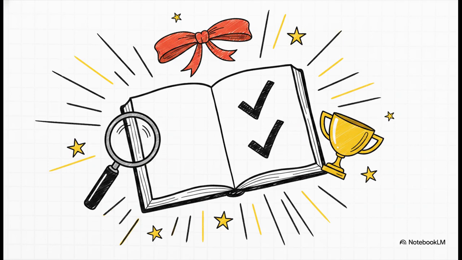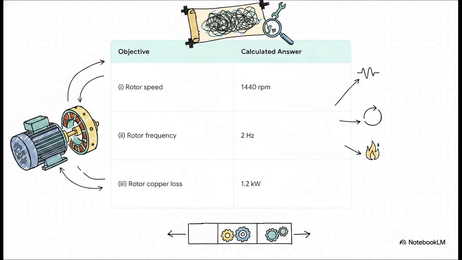The final breakdown. Let's see how all of our detective work paid off. Just look at how cleanly this dismantles a complex problem. Rotor speed, 1440 RPM. Rotor frequency, 2 Hz. Rotor copper loss, 1.2 kilowatts. Identifying your variables up front and matching them to the right relationships seriously makes all the difference in the world.